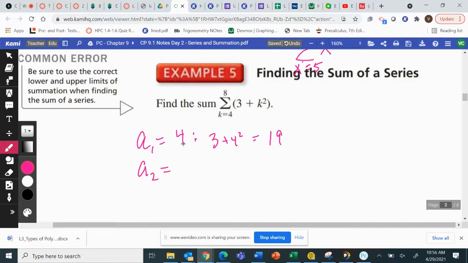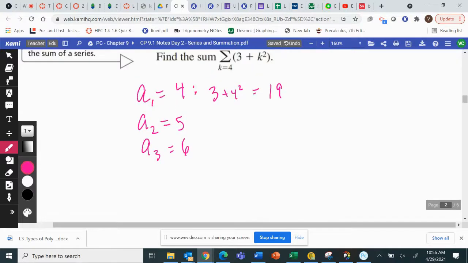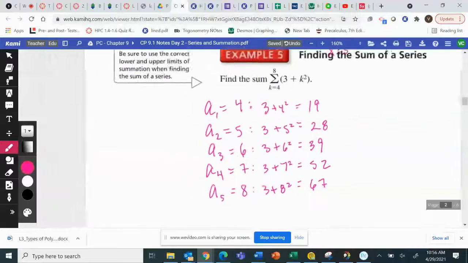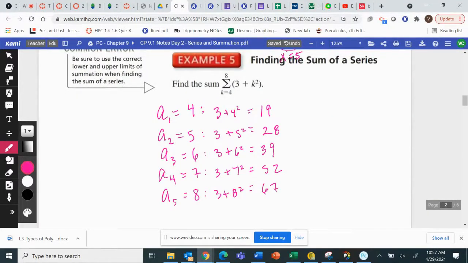So then I do a sub 2, and I'm going to plug in 5. I have my a sub 3. I'm going to plug in 6. You guys can plug those in while I'm just talking. A sub 4, I'm plugging in 7. And a sub 5, I'm plugging in 8. So once I find my a sub 1, a sub 2, a sub 3, a sub 4, a sub 5, I need to add those together.